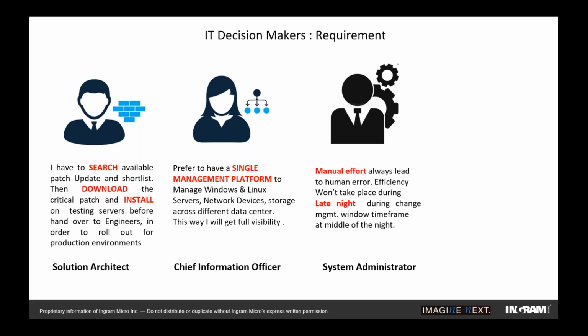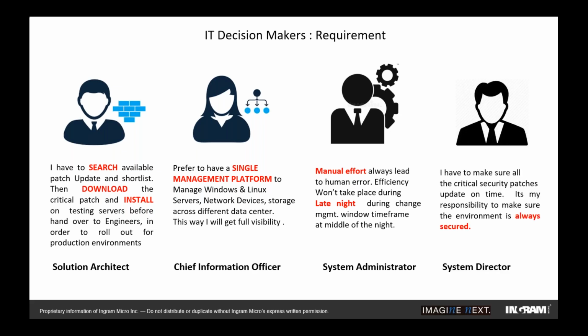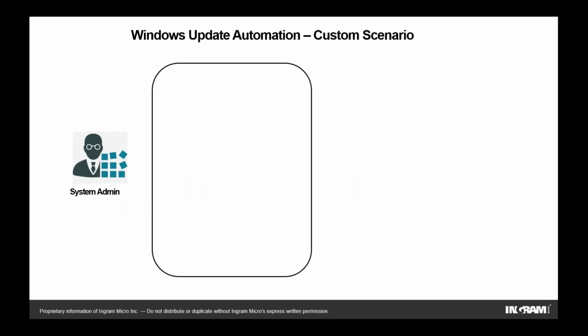The CIO mentioned that if Ansible can manage everything from one central tool, they are ready to accept it. The system admin welcomes it because they already mentioned that during the middle of the night, efficiency won't take place. So if Ansible can automate all the tasks they are doing, they are happy to welcome it. The system director clearly mentioned that as long as all the jobs can be done in a timely manner, he is ready to welcome that particular product, which is Ansible.